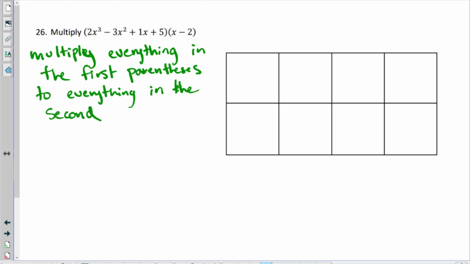So I need to make sure to hit everything in the original set, this x cubed one into this x minus 2 one. And the best way to keep your thoughts organized, in my opinion, is to use an area model, this little box. And you're kind of like reverse factoring. You already know what goes on the edges. So I'm going to put my x and my minus 2 from this, and I'm going to put my 2x cubed minus 3x squared plus 1x plus 5 up here.